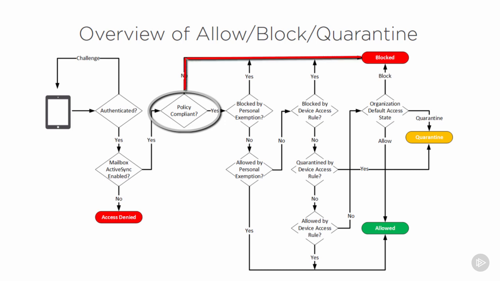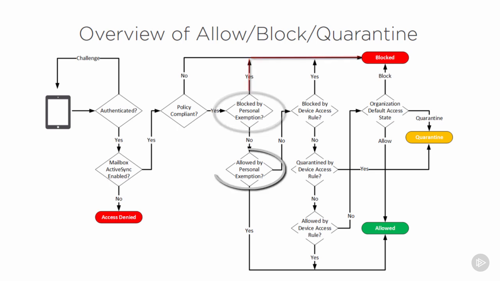But if policy compliance passes, we move on to what's known as the personal exemptions. And the first thing that is checked is whether the device is blocked by any personal exemptions. If it is blocked, that's the end of the ABQ workflow. There's no other assessment done. If it is not blocked, then we move on to the next option, which is checking to see if it is allowed by personal exemption. If it is allowed by a personal exemption, the device is let through and none of the other ABQ criteria are checked.